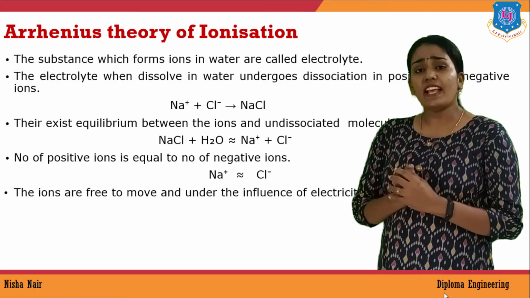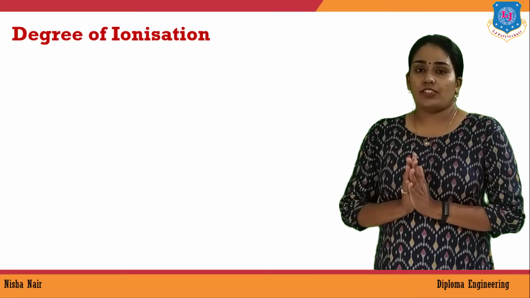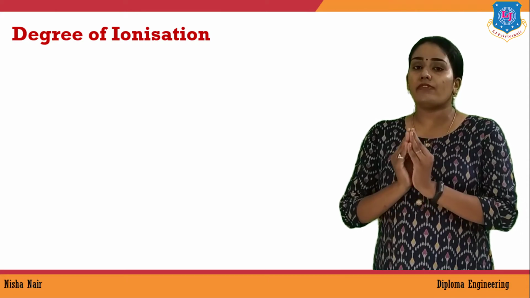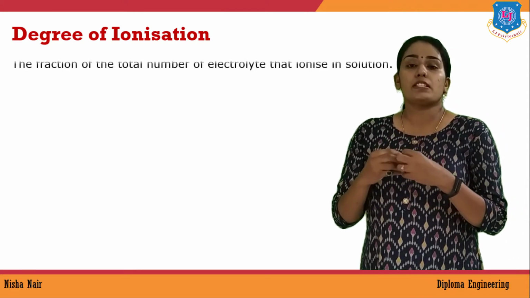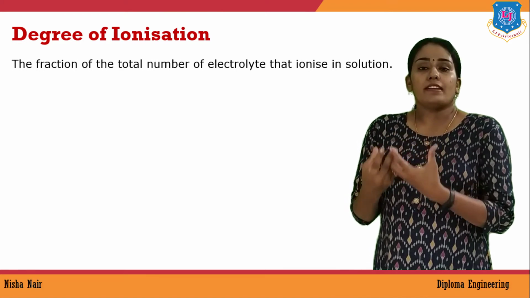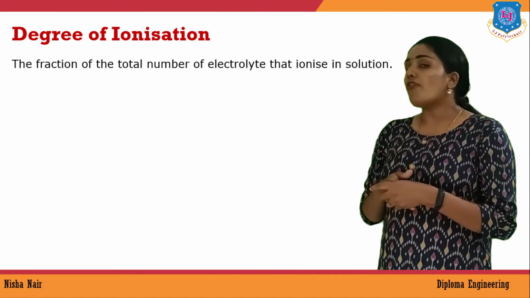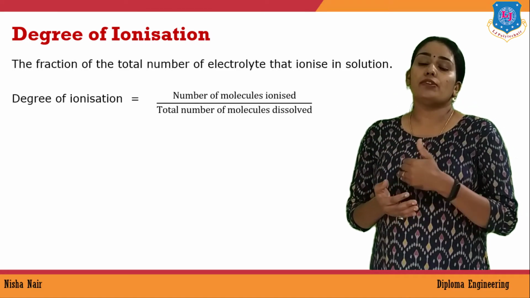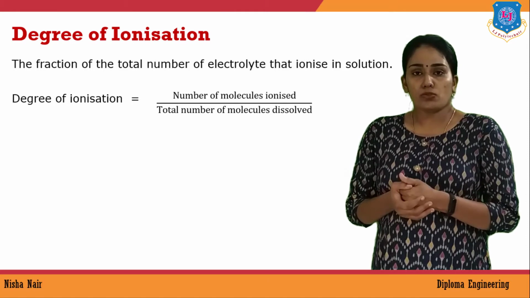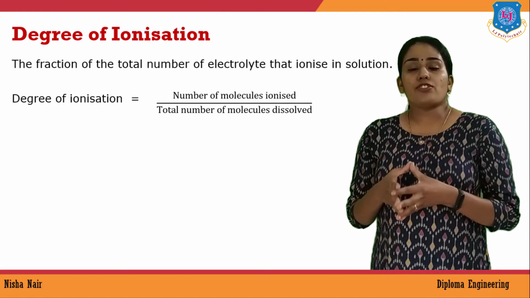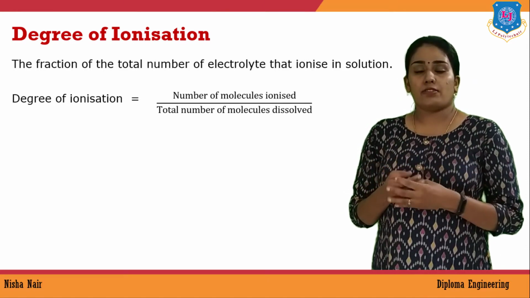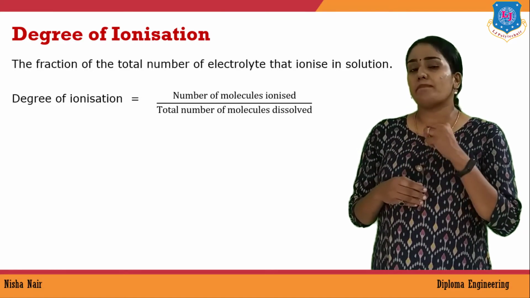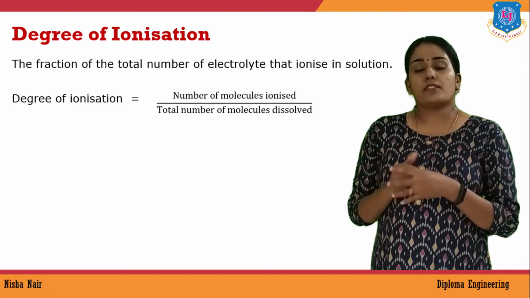Now, next heading is about degree of ionization. Degree of ionization means it's a mathematical representation. Means we are defining a value of how much this molecule gets ionized when it's added in the solvent. So degree of ionization is equal to the number of molecules ionized divided by the total number of molecules dissolved in the solution. Means it gives a fraction of the number of molecules that get ionized, which defines how much the molecule is ionized when it's added in the solvent.